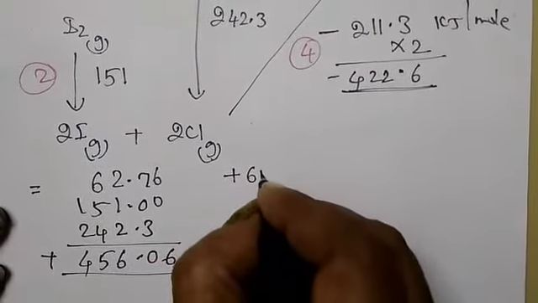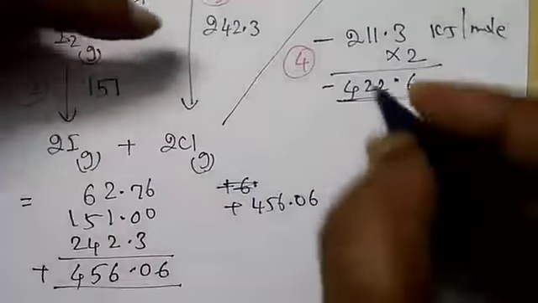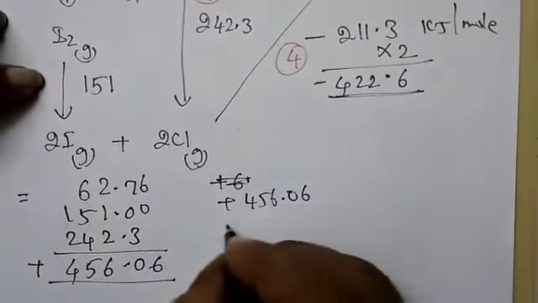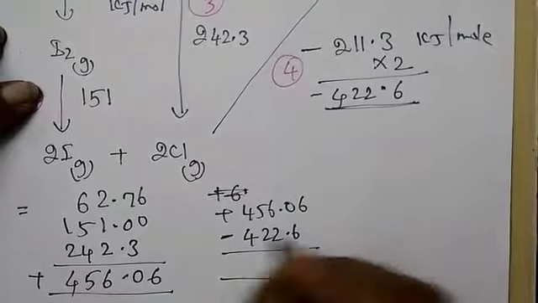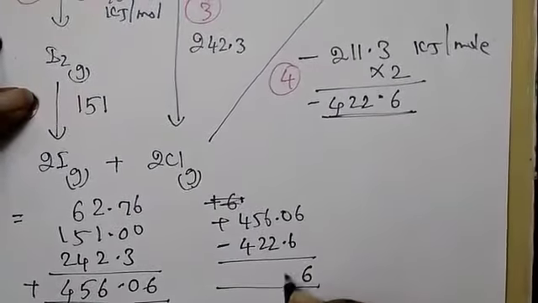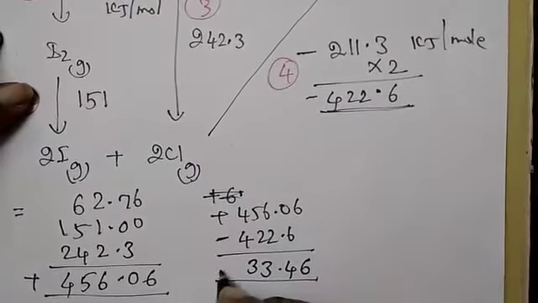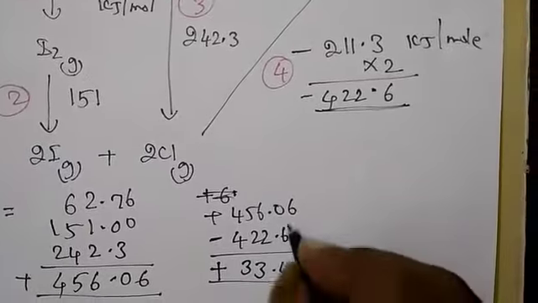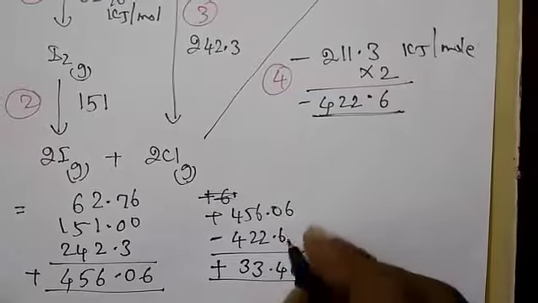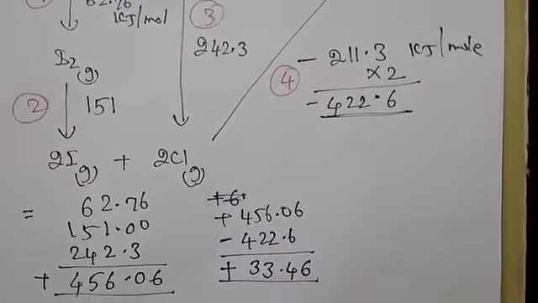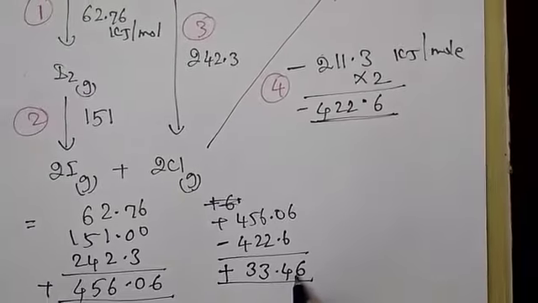Now let us continue here. Plus 456.06. This one is addition, but the next value is minus: minus 422.6. Different in sign, so we go for subtraction. Here the value is plus. Okay, one minute, I will check it. Yes, it's correct. Now the value is 33.46.